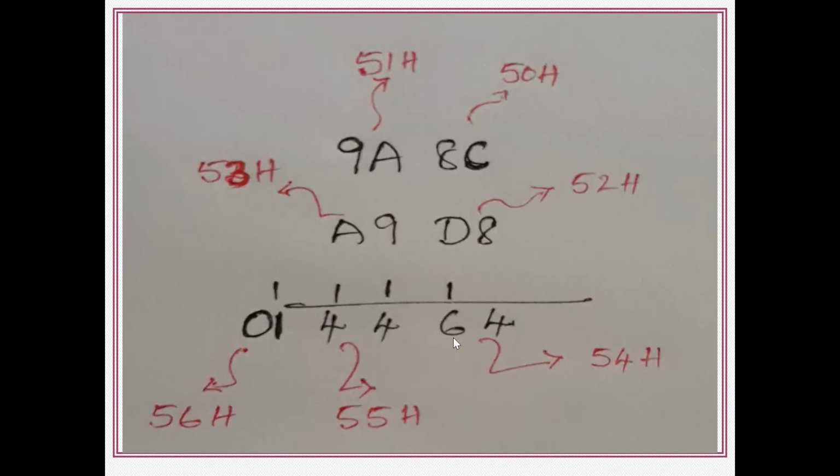So the result is 64H lower byte and next 44H, which is not the higher byte, it is a middle byte. And next the carry is 1. 1 can be represented as 8 bits, 01H. It is called the carry, otherwise higher order. So lower order result, middle order result, higher order result. The lower order is loaded into 54H, the middle order is loaded into 55H and the higher order is loaded into 56H.